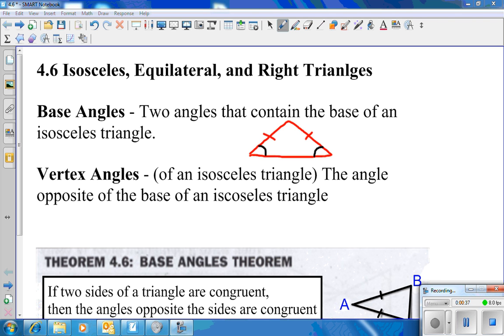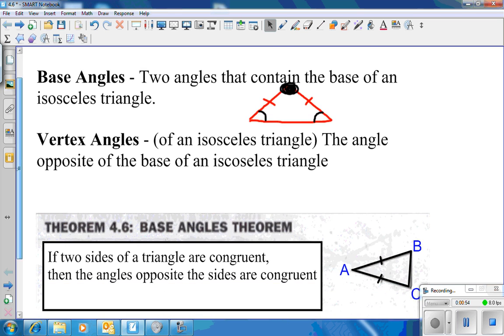The vertex angle on an isosceles triangle is the side that is not congruent. It's the angle, excuse me, not the side, it's the angle that is not congruent. Okay. It connects the two legs of the isosceles triangle.